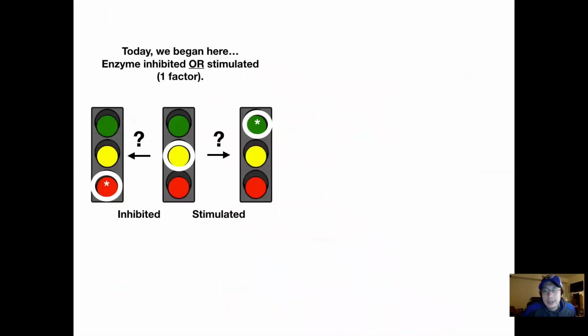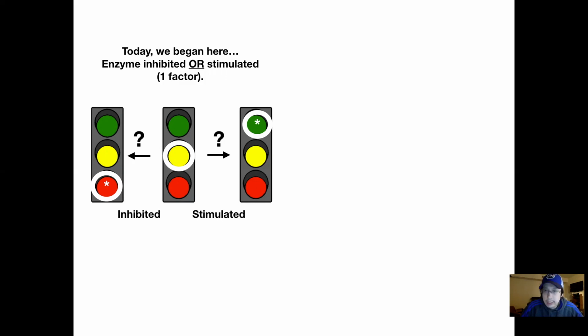So what did we do today? Together, we told a story. We began with this notion of regulating enzymes through post-translational modifications. These post-translational modifications were a metaphor. Excuse me, the traffic light was a metaphor for these post-translational modifications, right?